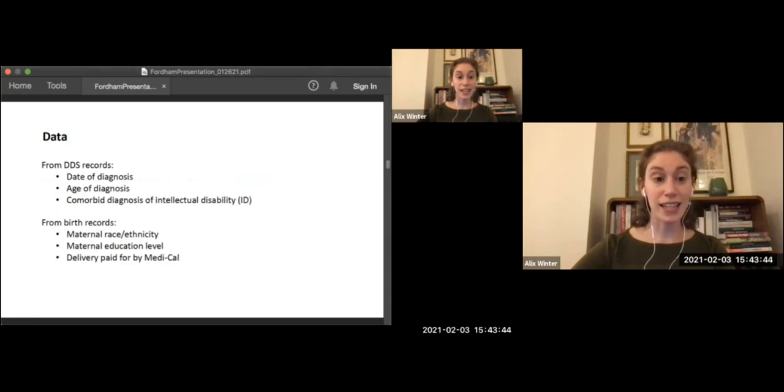So this linked data set is the largest available data set of clinical autism diagnoses, and it provides us with a good amount of information, including whether children have comorbid diagnoses of intellectual disability and their mother's race. It also provides us with two measures of socioeconomic status: mother's education level and whether the birth was paid for by Medi-Cal, which is California's Medicaid program.